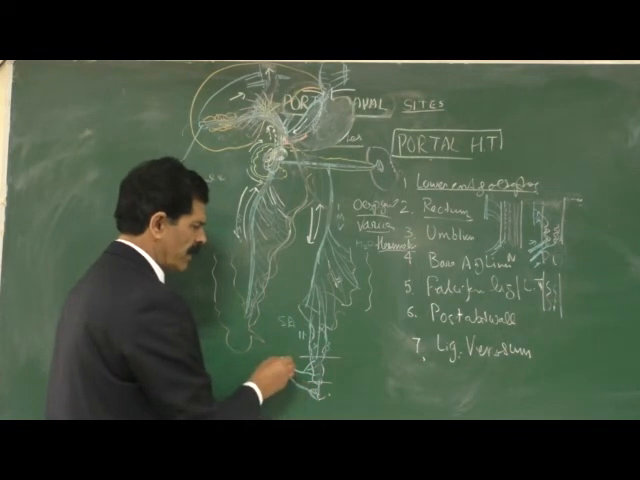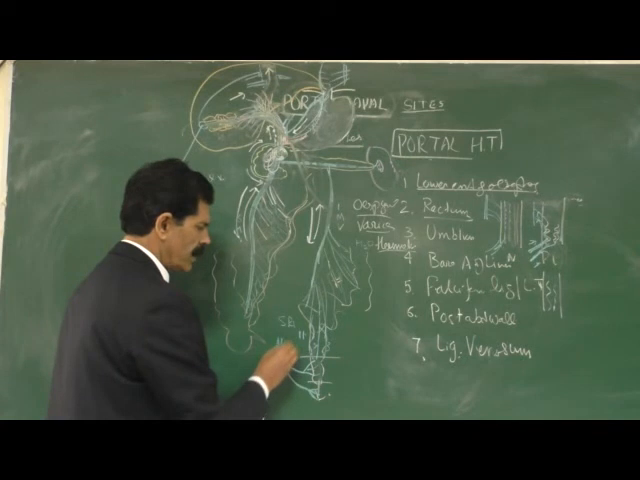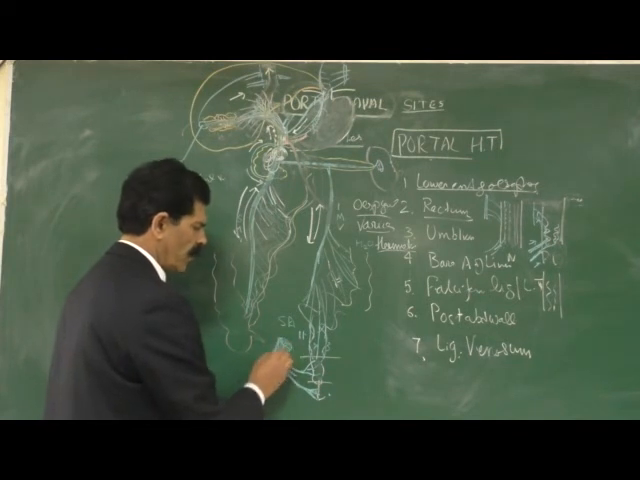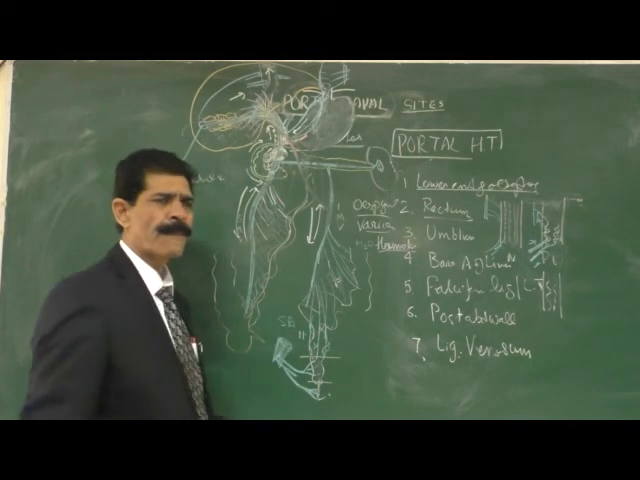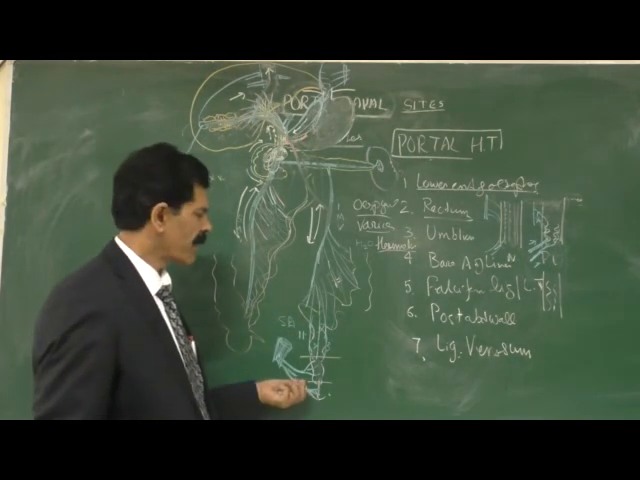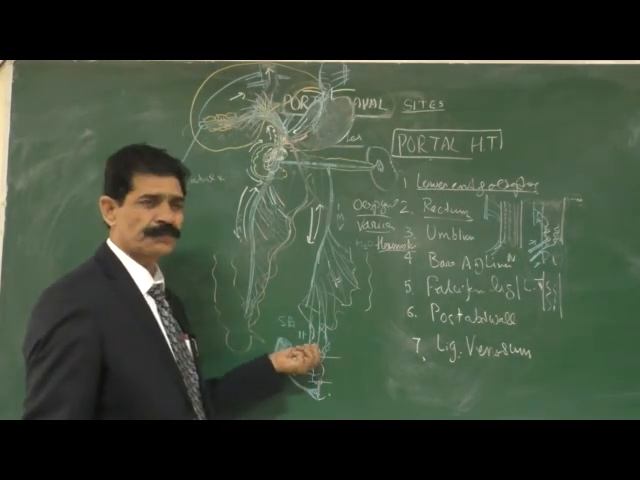The middle rectal vein is a direct vein that goes to the internal iliac vein. And the inferior rectal vein is one of the branches of the pudendal vein, which ultimately goes to the internal iliac vein. So this is the normal venous return. This is systemic, this is the portal radical.